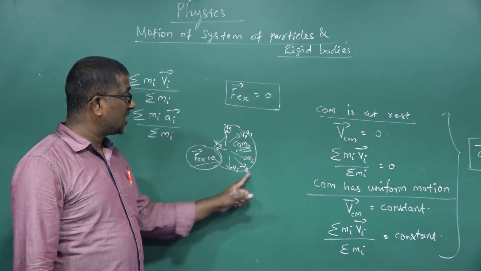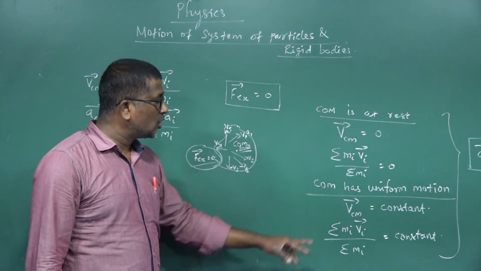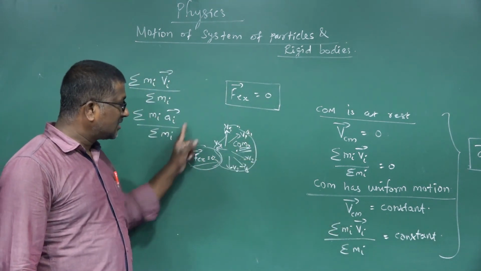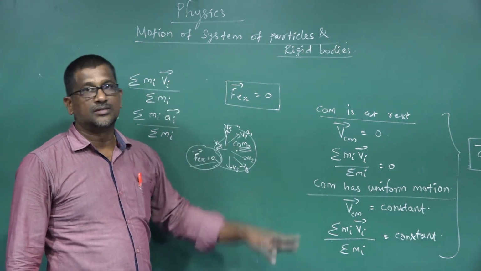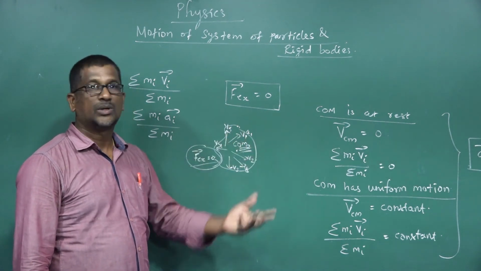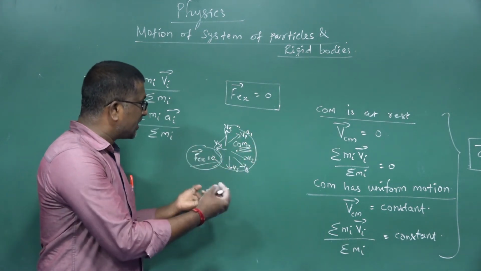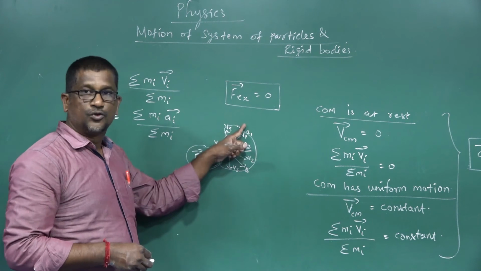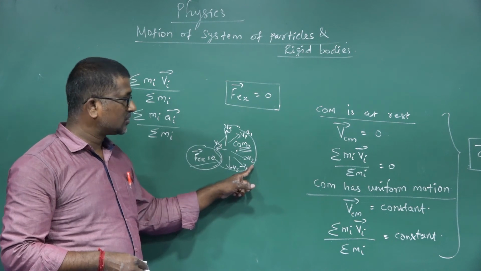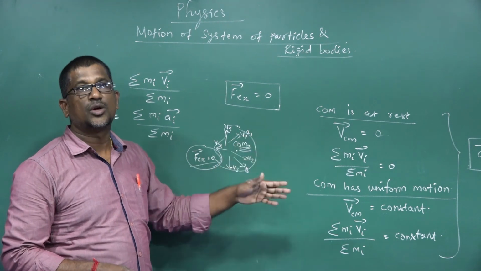But the velocity of the center of mass may be 0 or constant if there is no external force acting on the rigid body. But the acceleration of the center of mass is always 0. But due to the internal forces, the particle has velocity as well as acceleration. So the velocity and acceleration experienced by the particle is due to internal force. But if there is no external force, the velocity of the center of mass may be 0 or constant, while the acceleration of the center of mass of the rigid body is always 0.